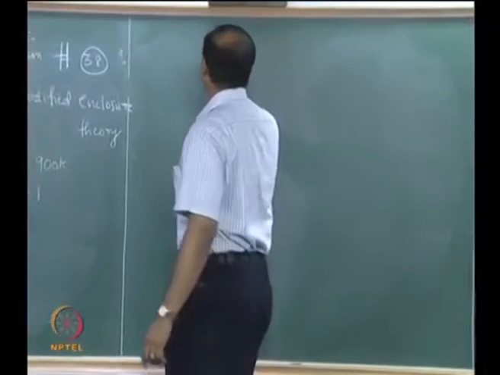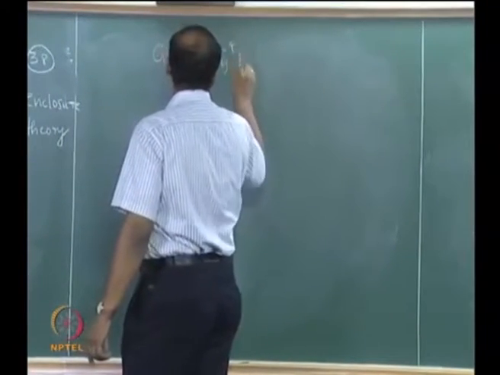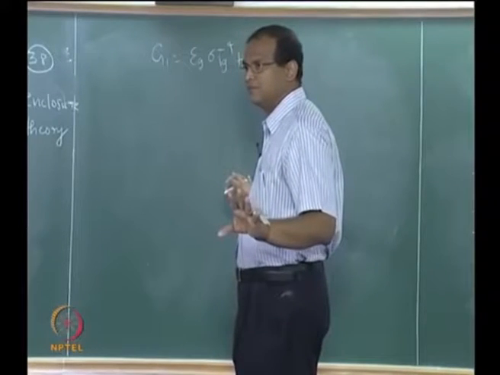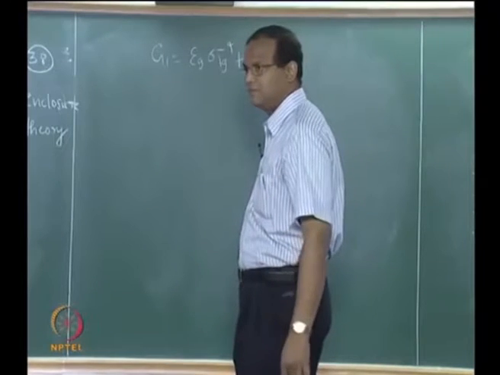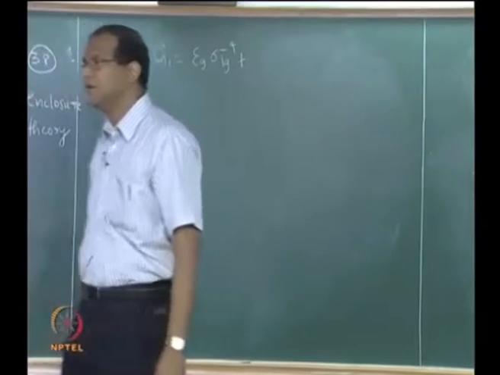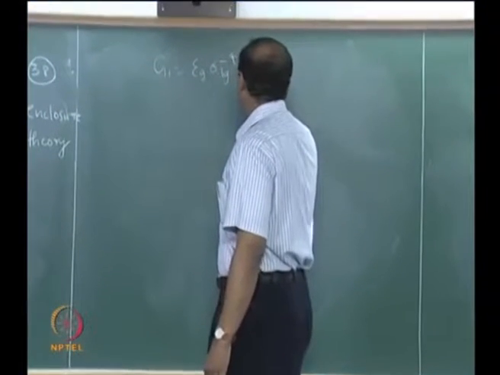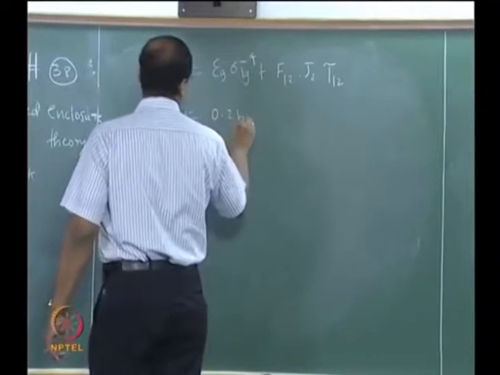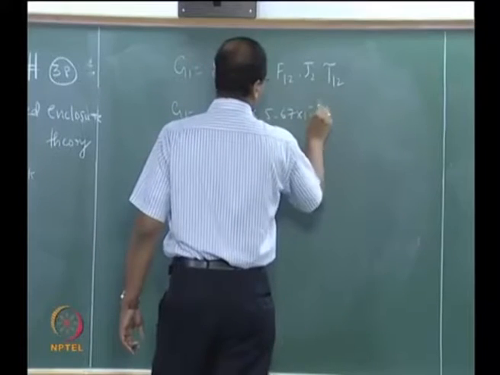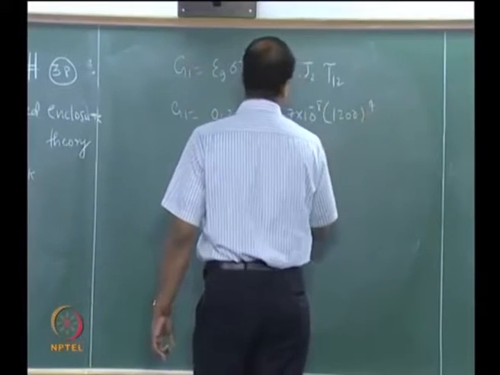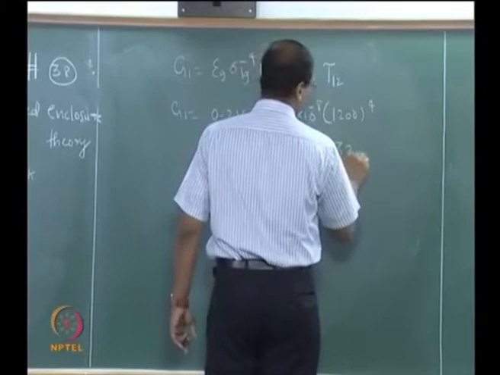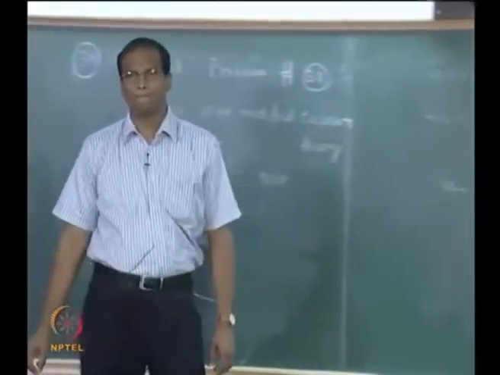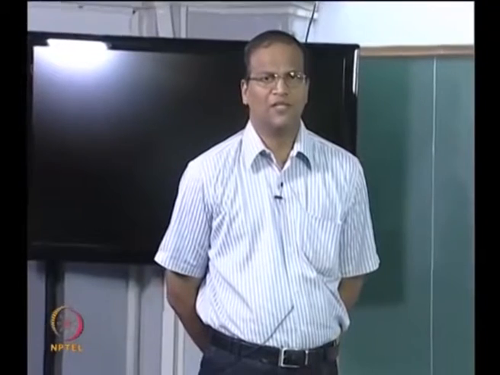What is G1? Plus F12 J2 tau 12. Is this clear? If it is not clear, please ask me.